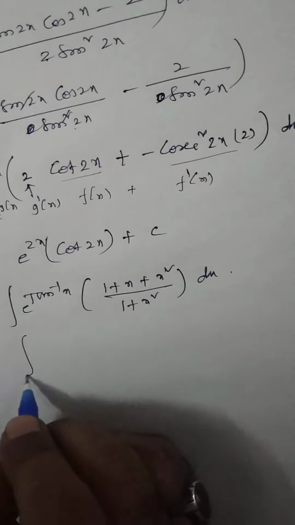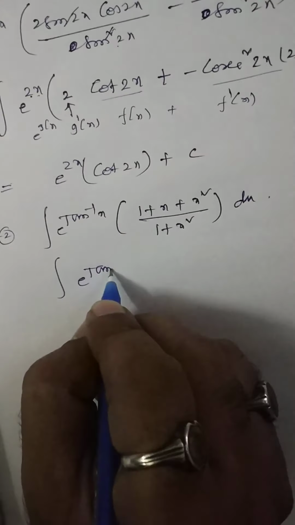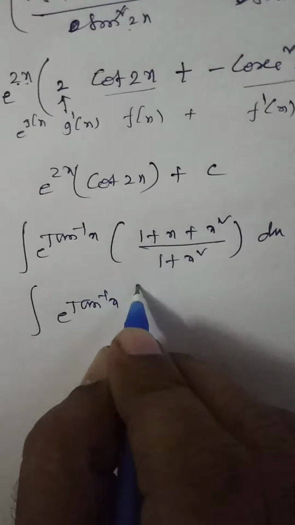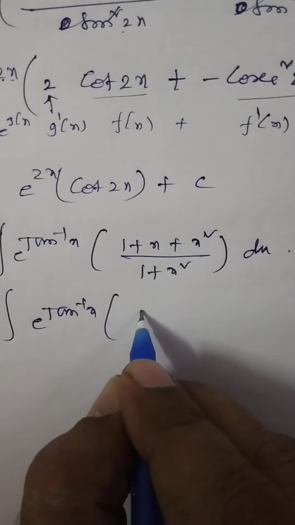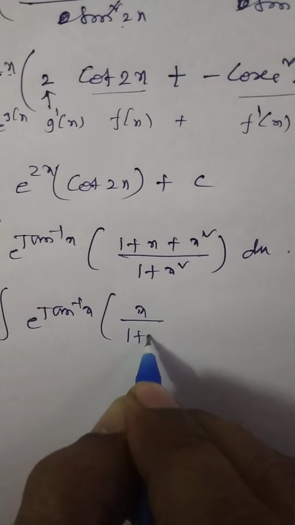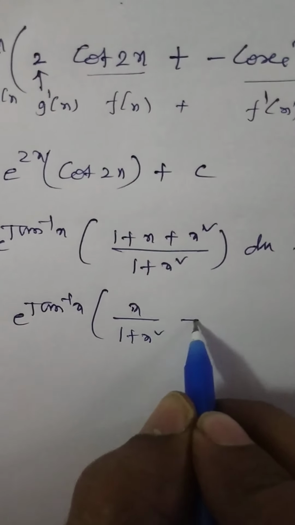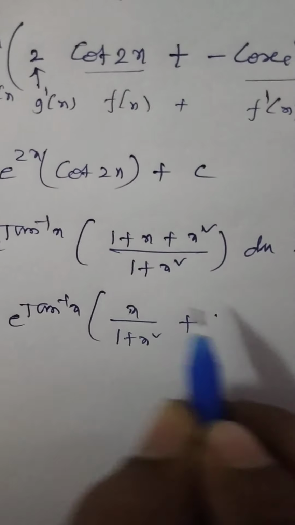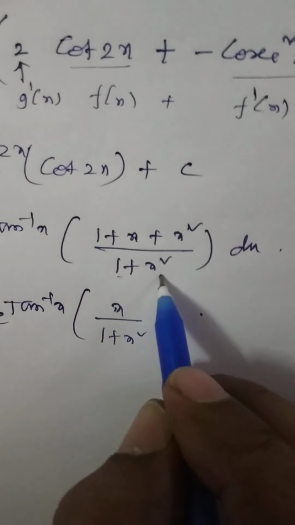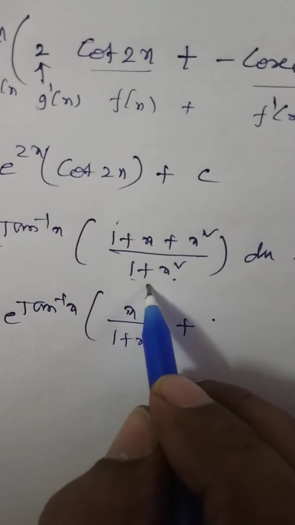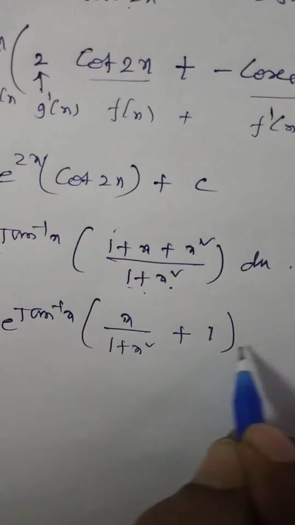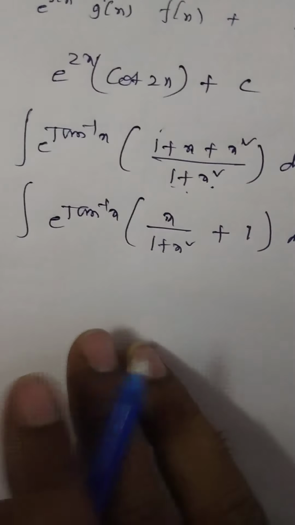You see, e power tan inverse of x into, here I will write this as x by 1 plus x square plus 1. Can I write by separating x by 1 plus x square? Next, 1 plus x square by 1 plus x square is 1 only, dx. Now observe this.